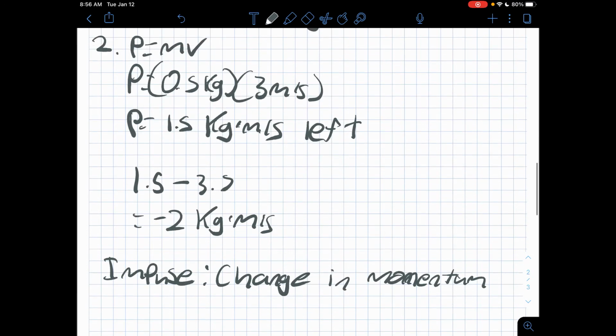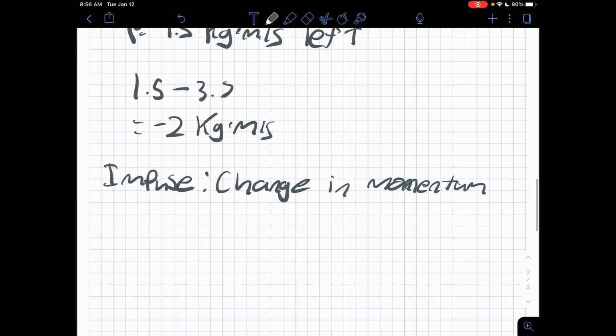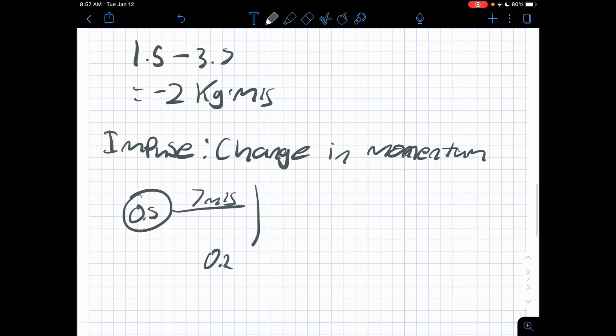Let's use the same question. You have the ball, 0.5 kg, moving at a speed of 7 meters per second, and it hits the wall. You can also calculate impulse by finding the force that the wall exerts onto the ball when it hits it, multiplied by how long the ball was touching the wall. So let's say it was touching the wall for 0.2 seconds. You would have to multiply the force the wall exerts on the ball times 0.2 seconds to find the impulse.